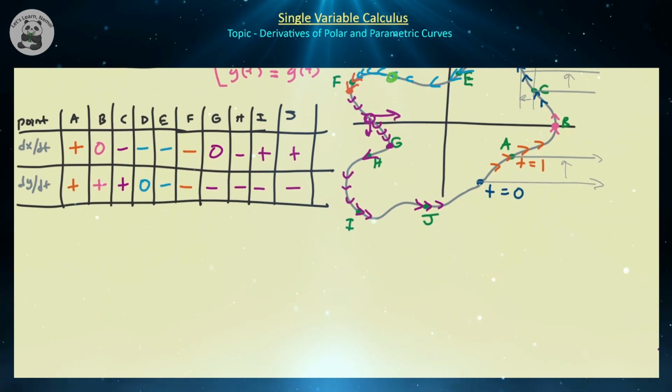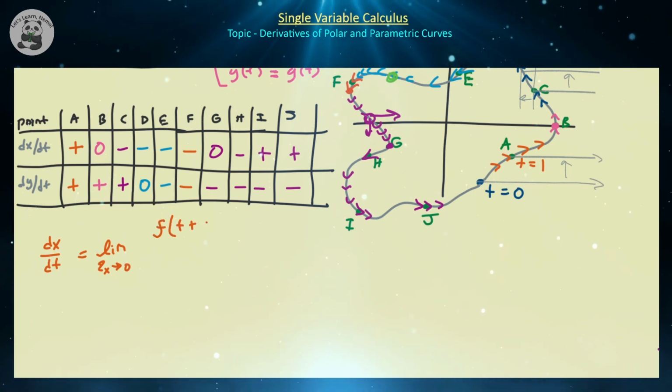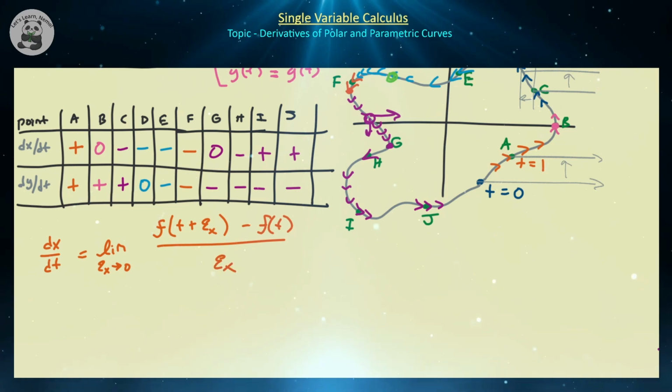So how are we going to define derivatives of our parametric functions? We're going to do it in a similar way. So dx/dt will be equal to the limit as epsilon x goes to 0 of f of t plus epsilon x minus f of t, all over epsilon x.